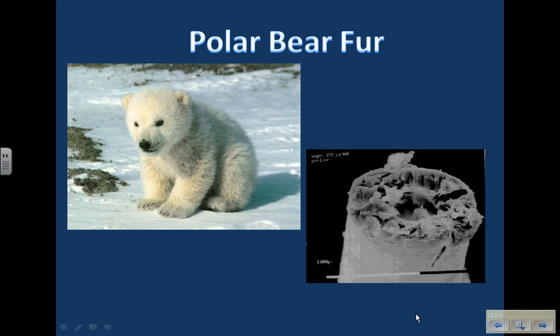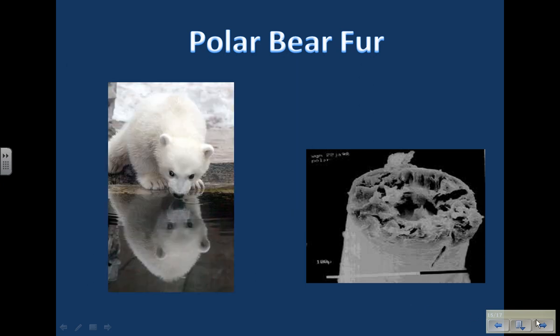Another, and this is a debatable one, but some people believe there's total internal reflection with polar bears, in that the light comes in and is totally internally reflected in their fur. I'm not sure what the verdict is, but heck, it's a cute polar bear. We should look at it.